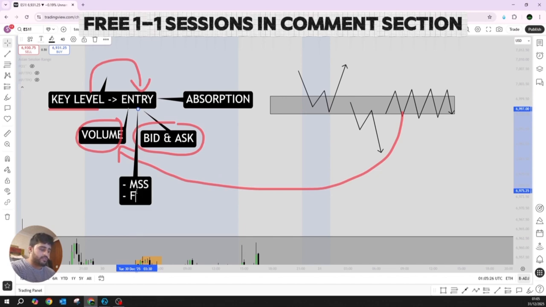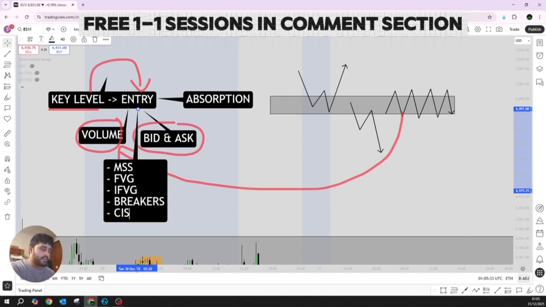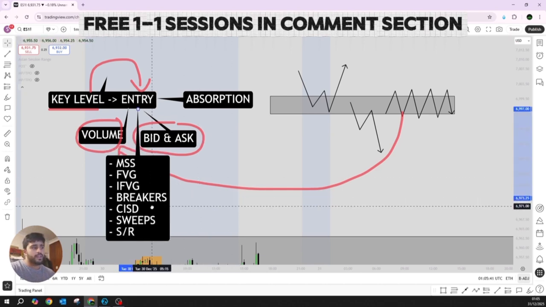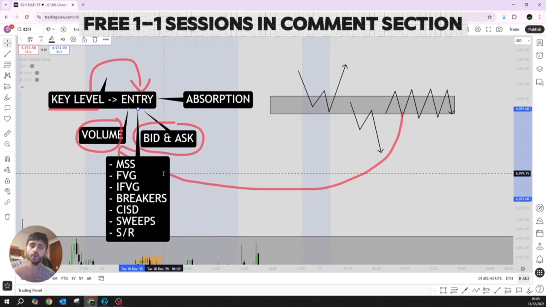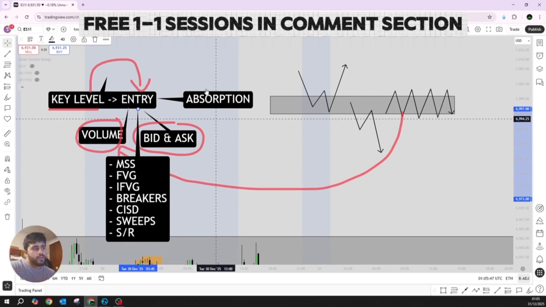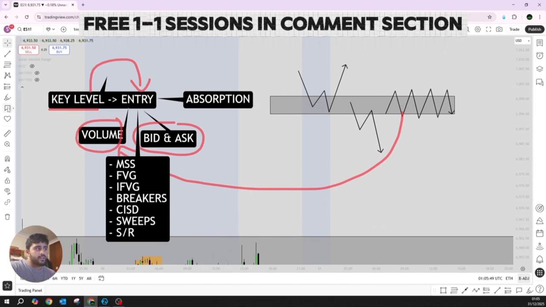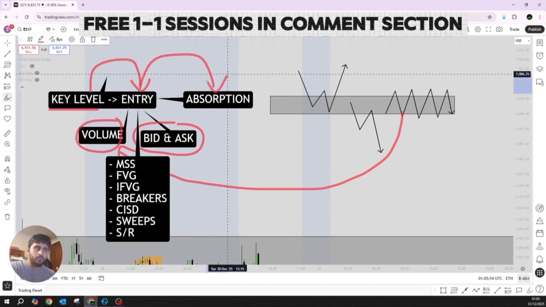Market structure shifts, they use fair value gaps, they use inverse fair value gaps, they use breakers, they use CISD, they use sweeps of some kind, liquidity sweeps, even the basics of support and resistance, right? A lot of traders get so wrapped up in the day-to-days of which concept do I use and why should I use which concept. But fundamentally, you're not really understanding why you want to be taking a trade in the first place, which is the third step: absorption. So everything in trading comes down to three basic things.